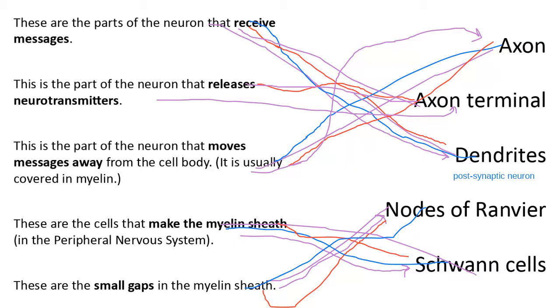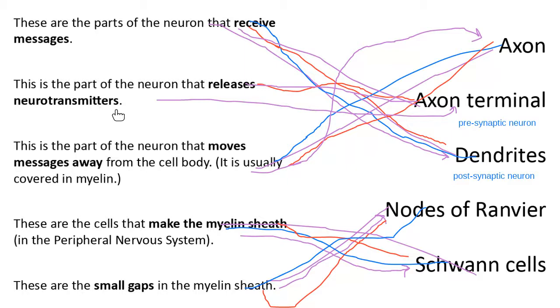The axon terminals are found on the presynaptic neuron. This is the end of the road for a presynaptic neuron. When it's ready to talk to its neighbor, this is where it's going to spit out those neurotransmitters. And the neurotransmitters are what's actually going to send a message to the neighboring cell.